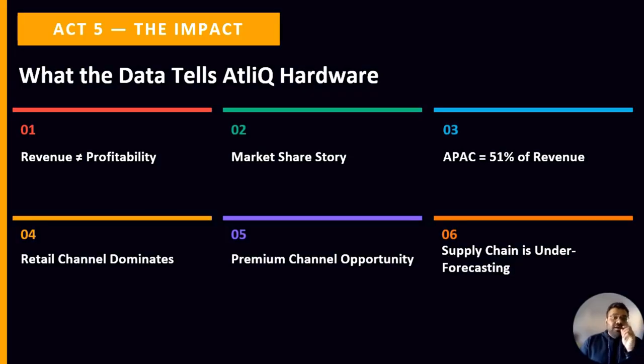5, there is a clear premium channel opportunity. AtliQ exclusive customers generate 45.67% margin versus a 34% average. So the gap is a strategic insight. And the last, the supply chain is systematically under forecasting. Every out of stock event is a sale that did not happen. This is the most important thing. Every out of stock event is a sale that did not happen.